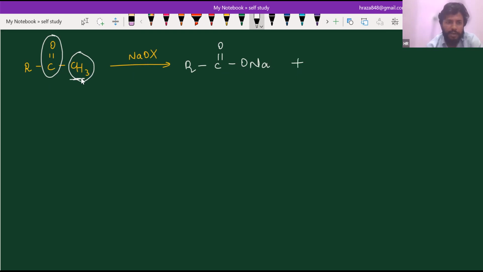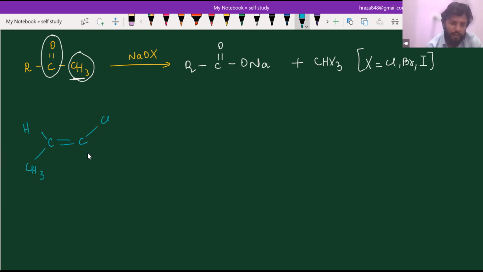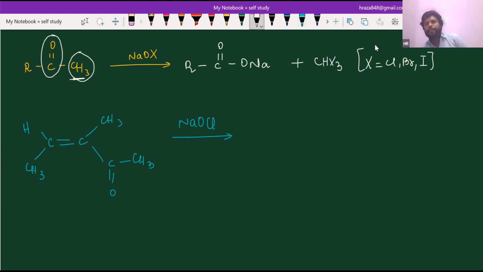And the next part you can see, this CH3 will be converted into CHX3. And X is only valid for chlorine, bromine, and iodine. I'm going to take another example of this according to NCERT. So there is a compound like this, CH, and there is CH3. Can anyone tell me which functional group is present in this? How many functional groups are present in this? Anushka, Ahmad, Zaid? Ketone. How many functional groups are present in this?